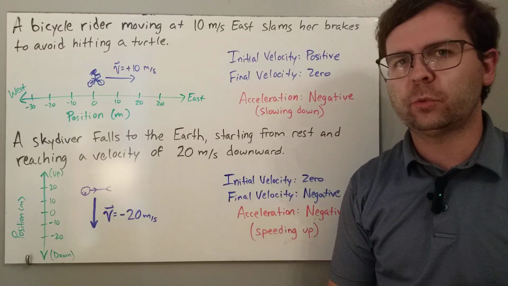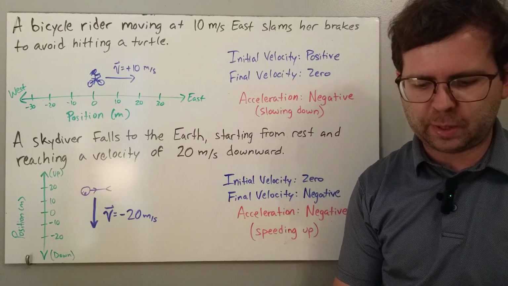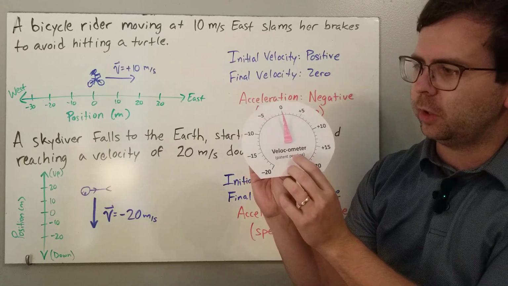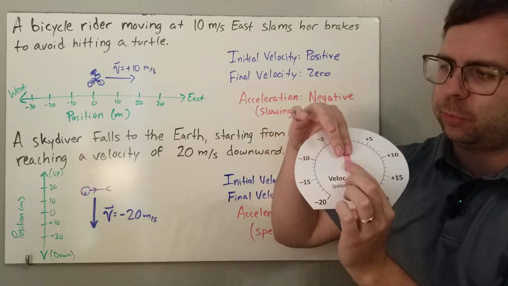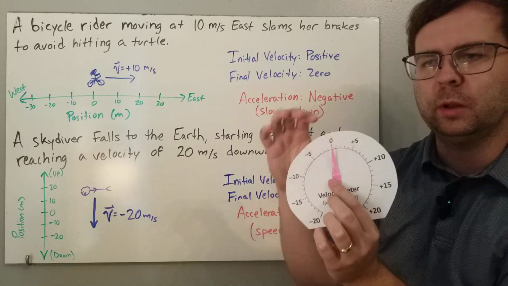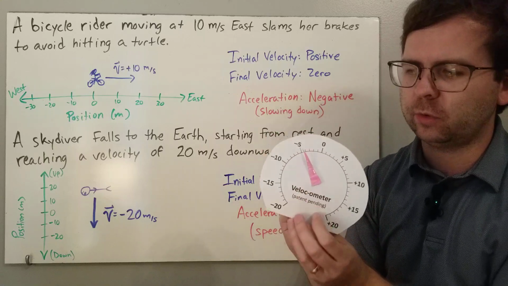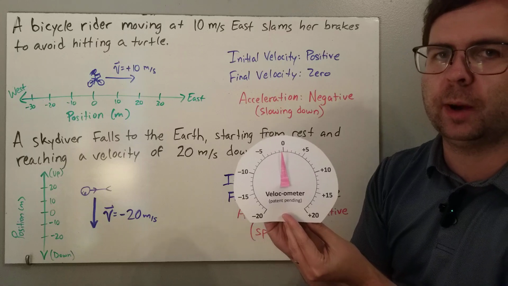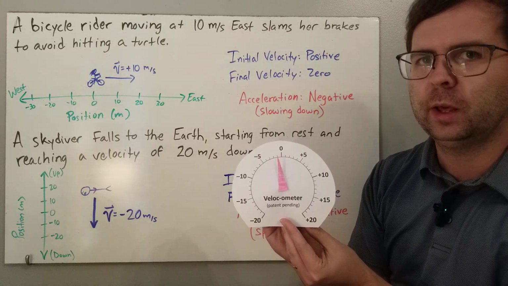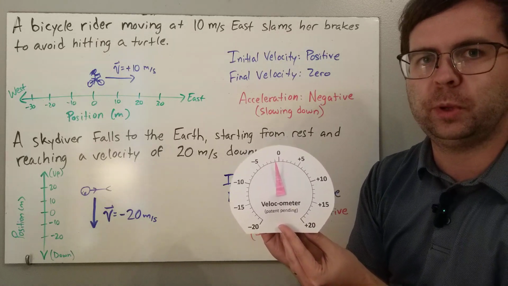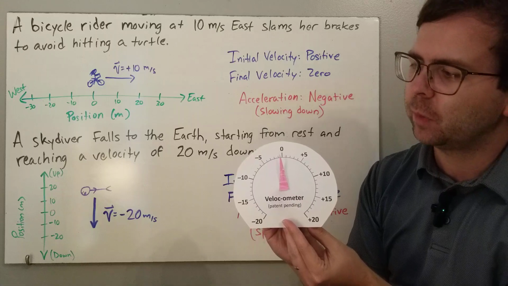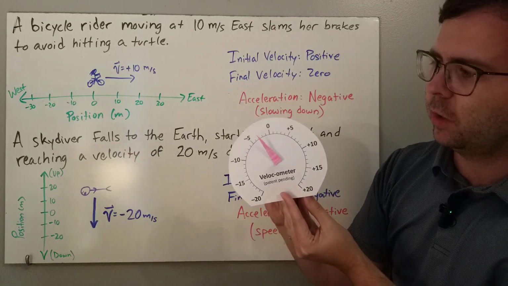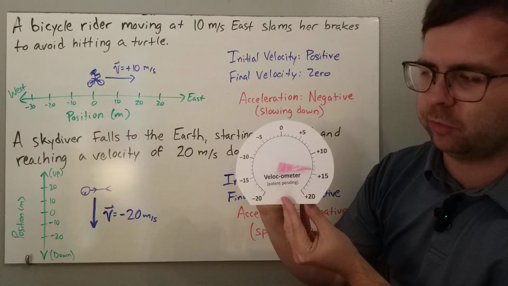Well, to understand this, we're going to use my patent pending velocimeter here. And this velocimeter shows the speed of an object, but not just its speed, but also its direction. Remember, velocity is speed and direction. So unlike a normal speedometer, which just shows the speed, this one can show the speed and what direction you're moving in. So on the left side, we have negative directions. And on the right side, we have positive directions.